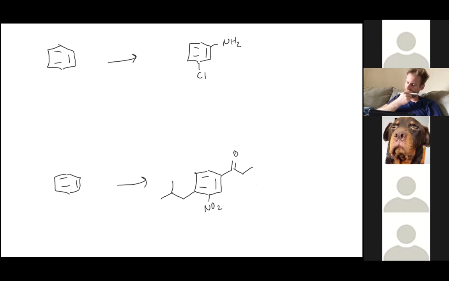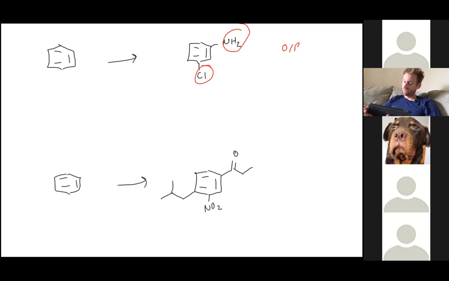All right, let's take a look at this first one. We've got 2 different groups on here. We have a chlorine and we have an amine here. Taking a look at them, they're both ortho-para directors, which can be complicated because they are meta to each other.